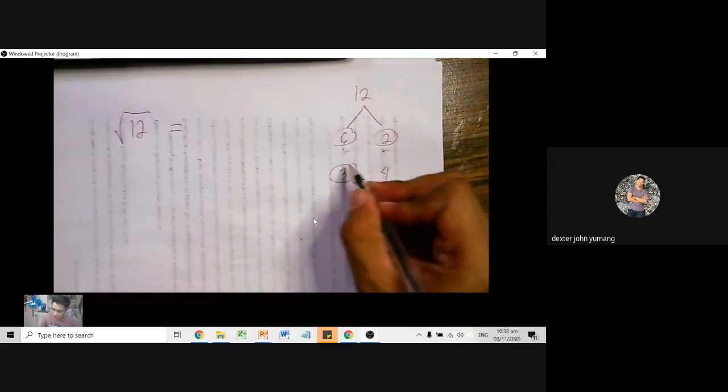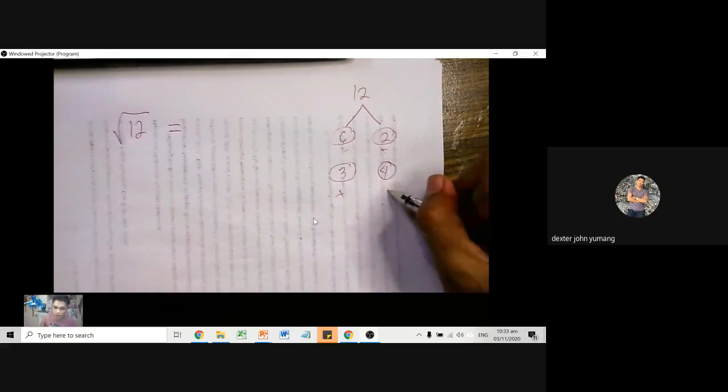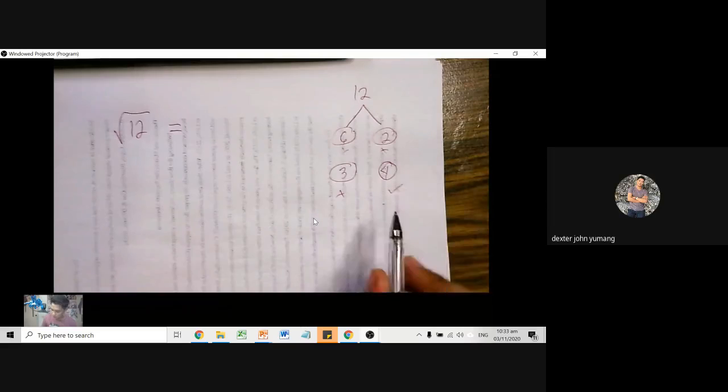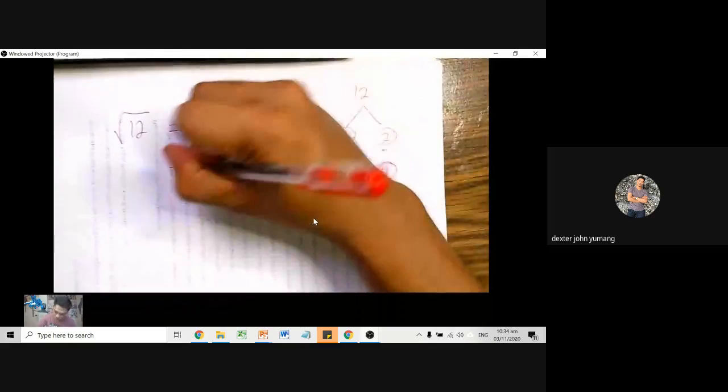Itong 3 ba perfect square? Hindi. Itong 4 ba perfect square? Yes or no? Yes. So, okay lang po na kahit isa lang ang perfect square. So, yan na po yung sulat natin dito. Square root of 3 times, allow me to use this small symbol na nasa gitna, times 4. Then equals square root of 3 times square root of 4. Yan po. Nahiwalay na siya, di ba?